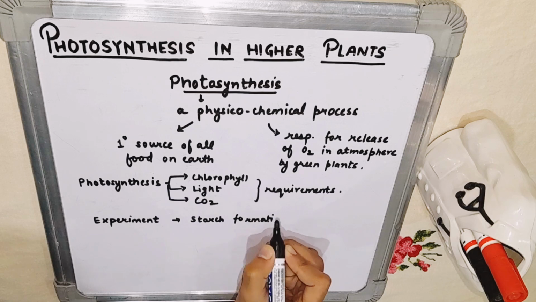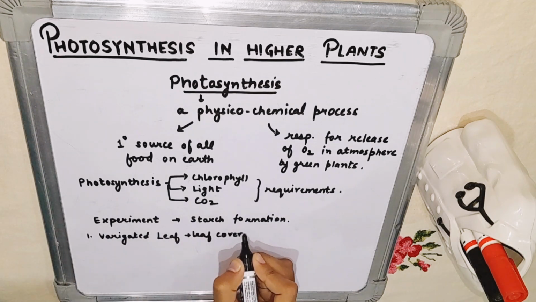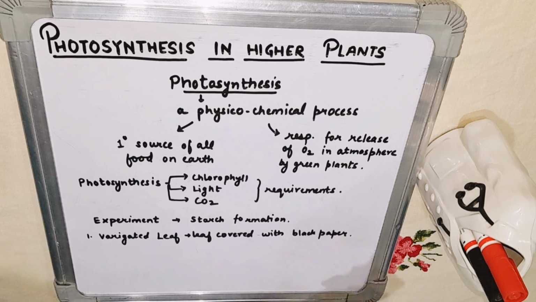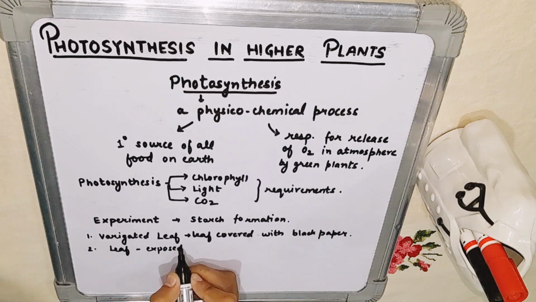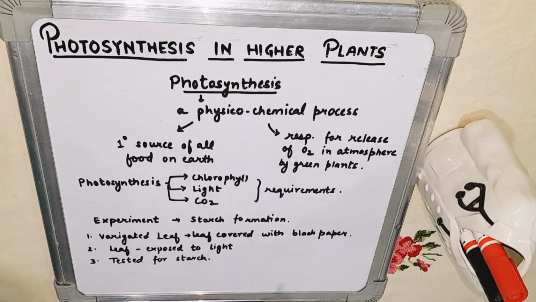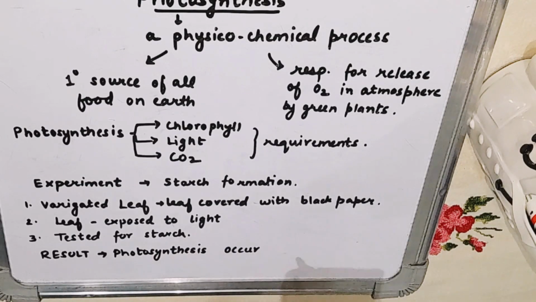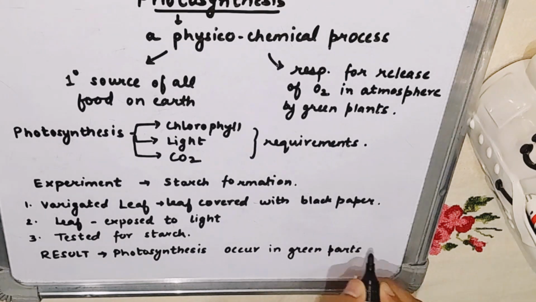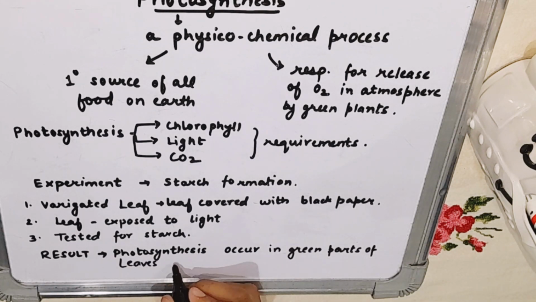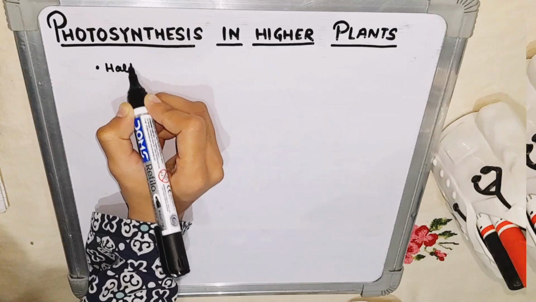An experiment was performed to test the presence of starch formation. A variegated leaf, and a leaf covered with black paper, were taken, and another leaf was exposed to the light. The test for starch was performed and it was found that photosynthesis occurs only in the green part of the leaves which was exposed to light, that is, in the presence of light. This was an important experiment.